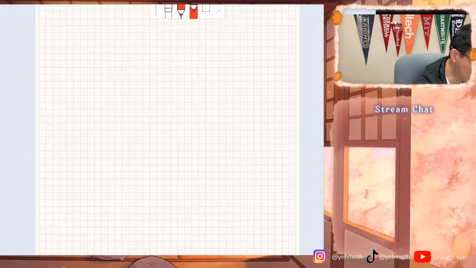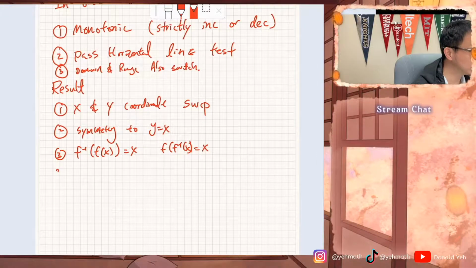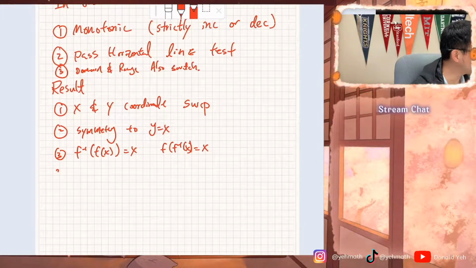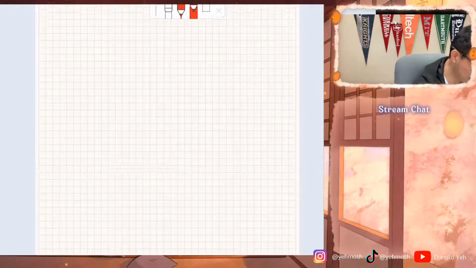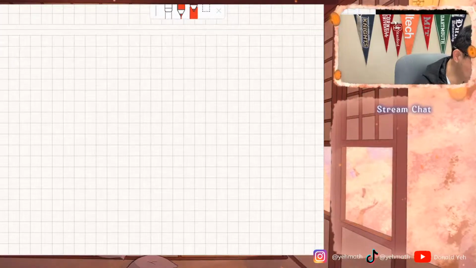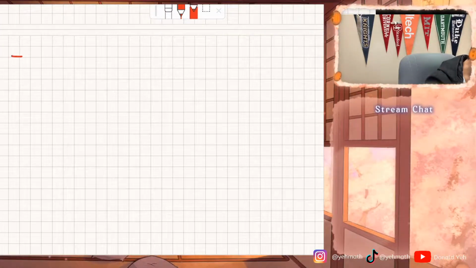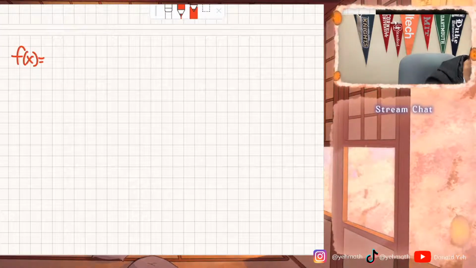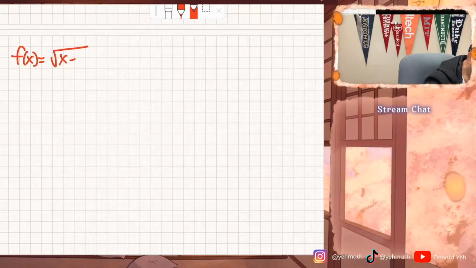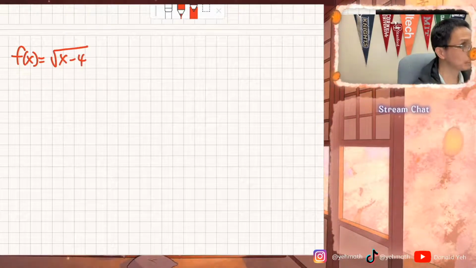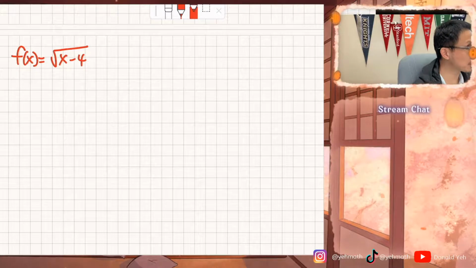Okay, so now we're going to talk about it. Is that okay? Can I move on? Am I going too fast? No? Okay. So now this is the part you have to pay attention to. If I have f of x equal to square root of x minus 4, can you find the inverse function?